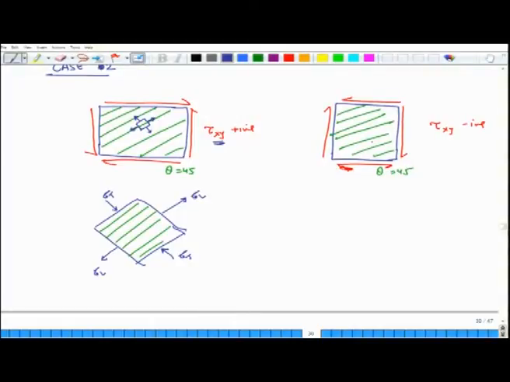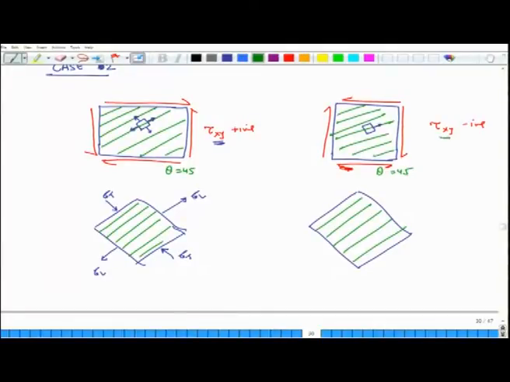Okay. In the second case, when tau xy is negative, we do the same thing. Again we cut a small portion and see what kind of stresses are in the L and T directions, and let us see how they look. We can actually calculate using the relations we have developed, but we do not need those relations.